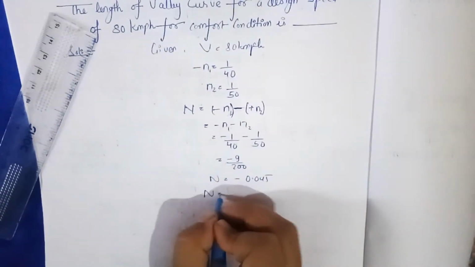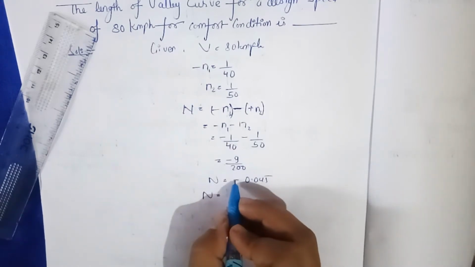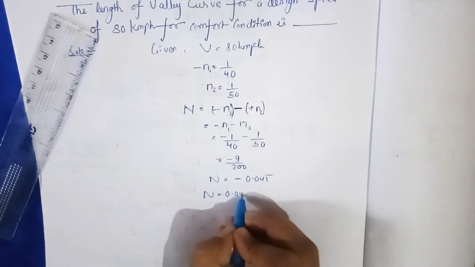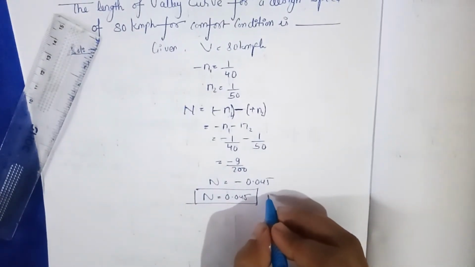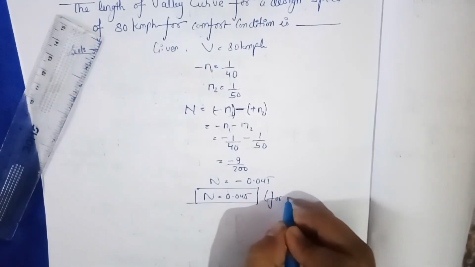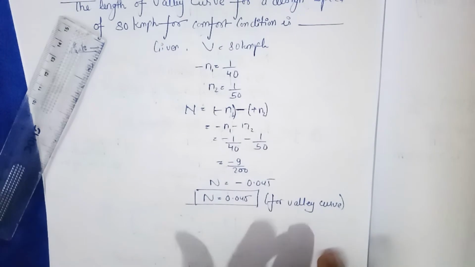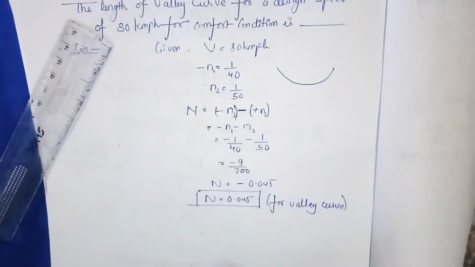So for a valley curve we know that the value should be negative, so we don't need to take the negative sign to solve the question. We just take its magnitude. Why are we taking its magnitude only? Because it is for the valley curve, and we know that for a valley curve the gradient should be negative because it is downward. This curve will be downward.